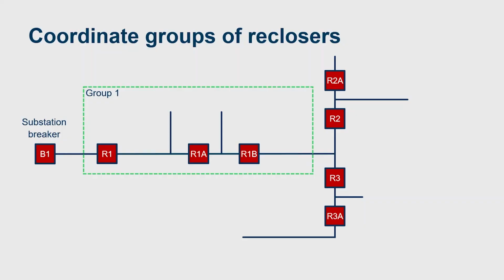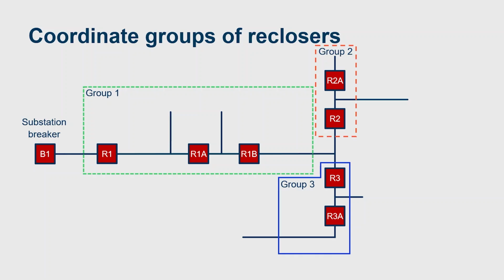What we're going to do is copy the pickup, curve, and time dial of R1 and place it into R1A and R1B, effectively creating a group of reclosers using the same curve. Then we'll copy the curve, pickup, and time dial of R2, place it into R2A, and R3 into R3A, creating two more groups. So now group 1 is going to be coordinated with group 2 and group 3, so that when a fault occurs in any one of the groups, only that group is going to operate.